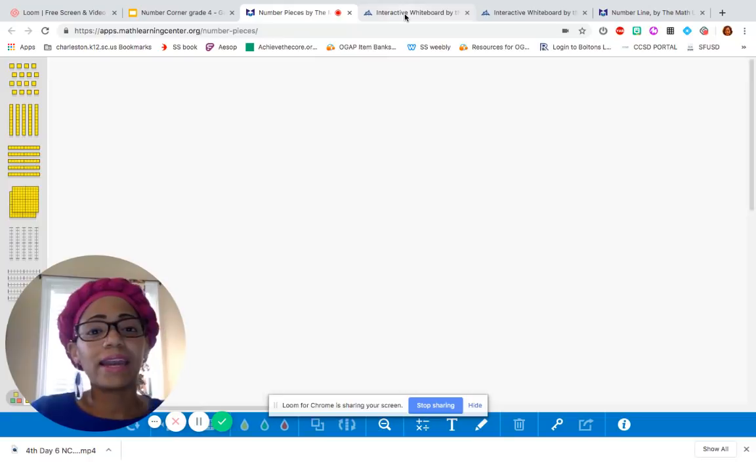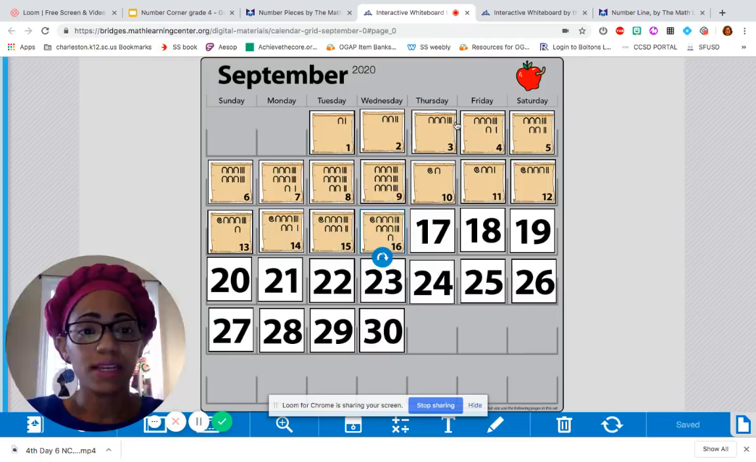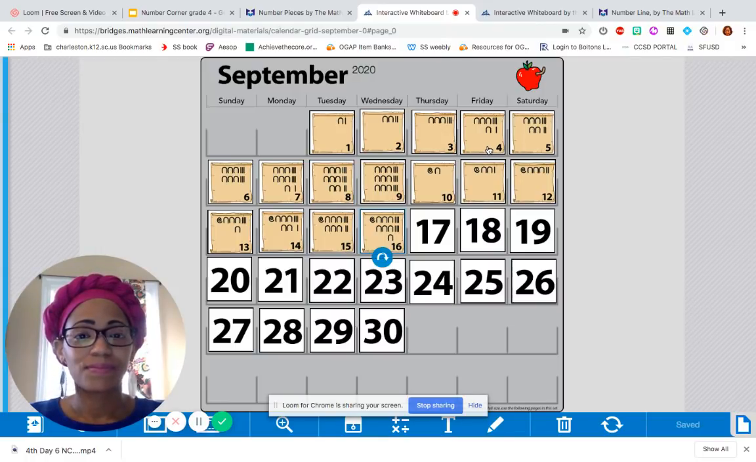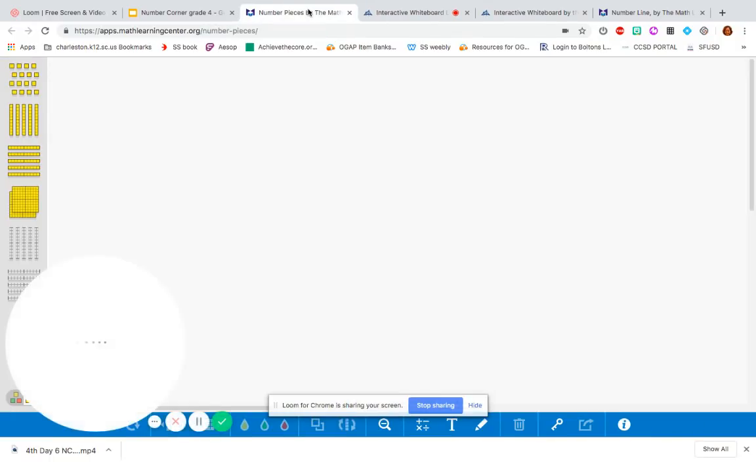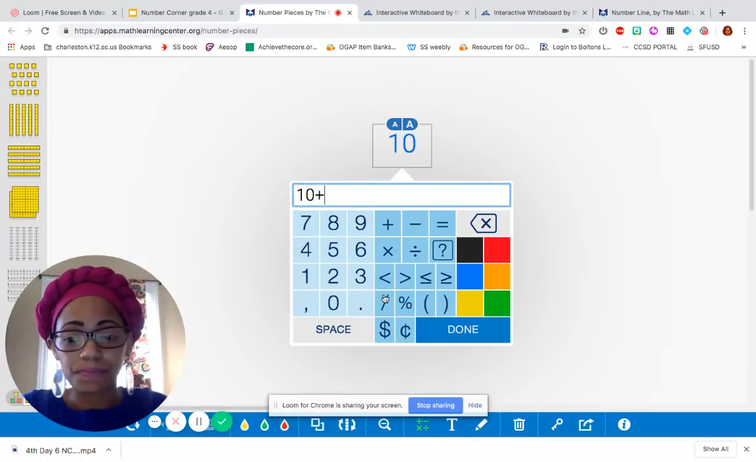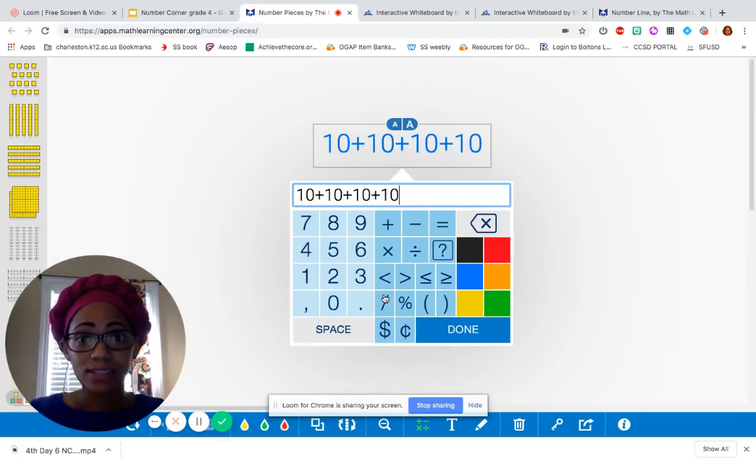So looking at our calendar marker for September 4th, and here it is again, how many heel bones are you seeing? Right, we have 4 heel bones. And what do we know a heel bone is worth? Great, a heel bone has the value of 10. So if I were to start my expression, I could write it out like this. 10 plus 10 plus 10 plus 10, right?